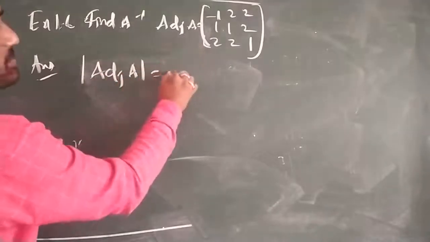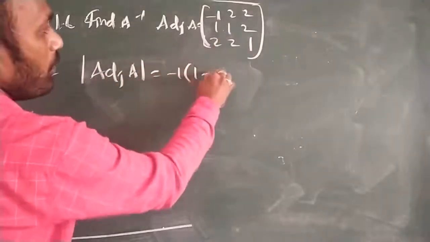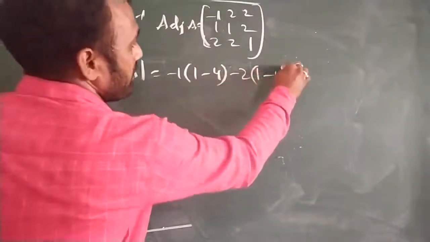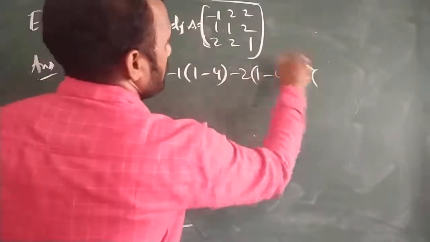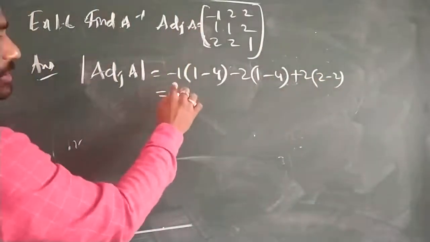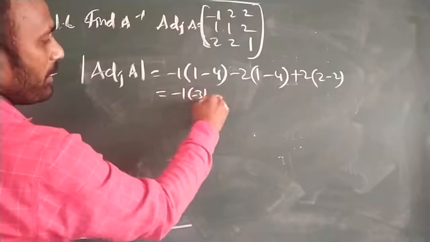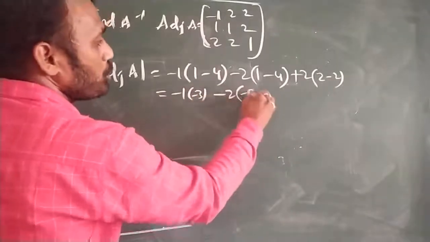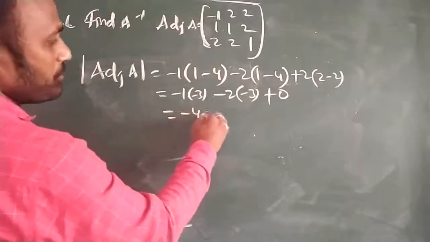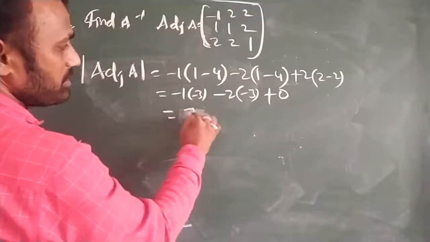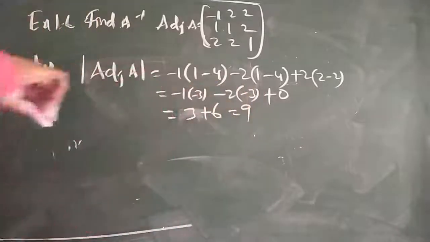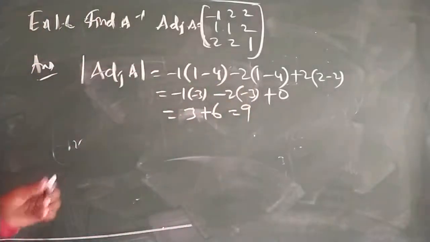So that is given as -1 into (1 minus 4) minus 2 into (1 minus 4) plus 2 into (2 minus 2). So that is -1 into -3, minus 2 into -3, plus 0. That is -4, 3 ones are 3, plus 6, which is 9. So we got the answer as 9.